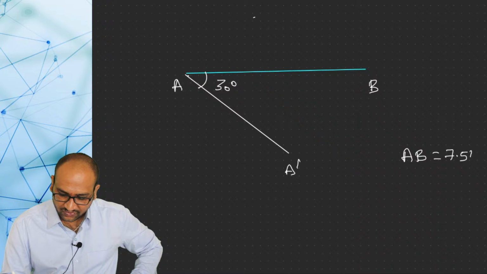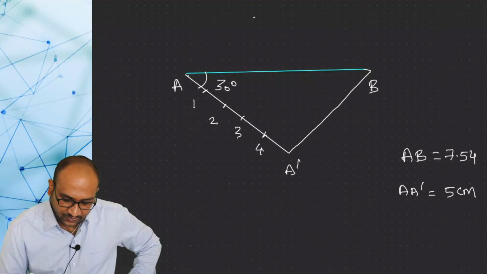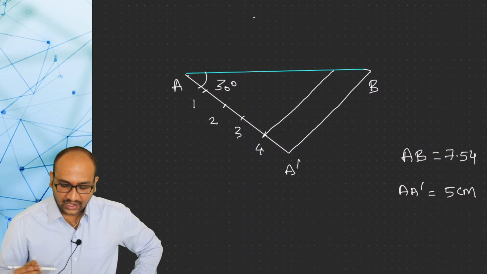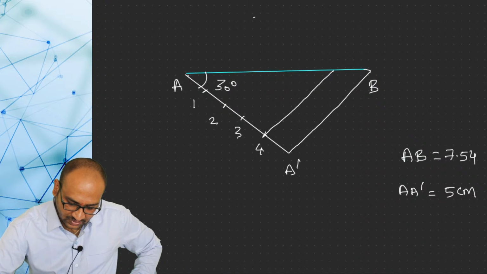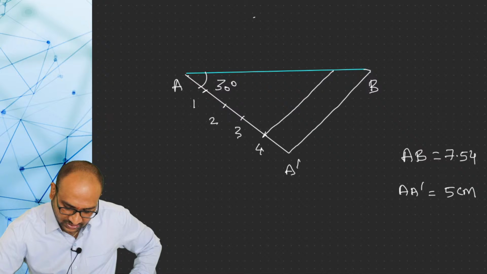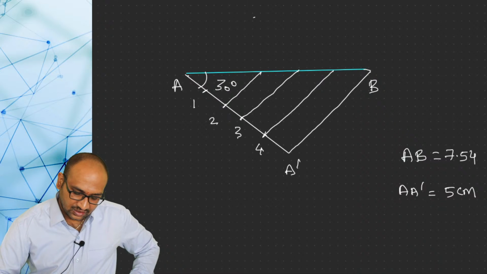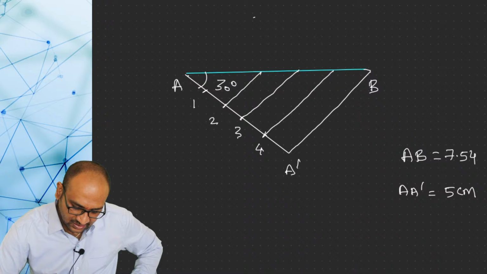AB is 7.54 centimeter, that is the length of the scale. Parallel to A dash B, with 4 as center, you draw a line which is parallel to A dash B. Then with 3 as center, you draw a line with the help of a drafter, which is also parallel to A dash B. Similarly, with 2 as center, with the help of a drafter you draw another parallel line, and with 1 as center, with the help of a drafter you draw another parallel line.